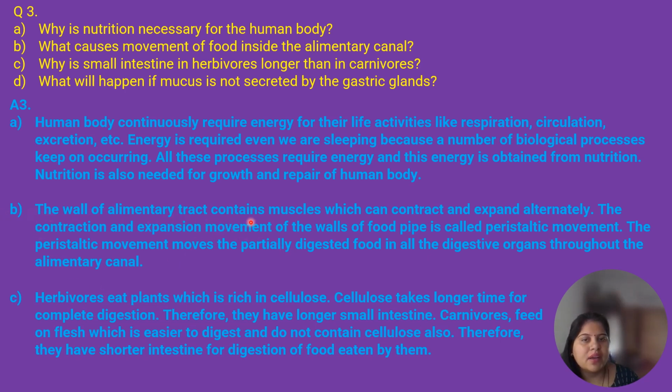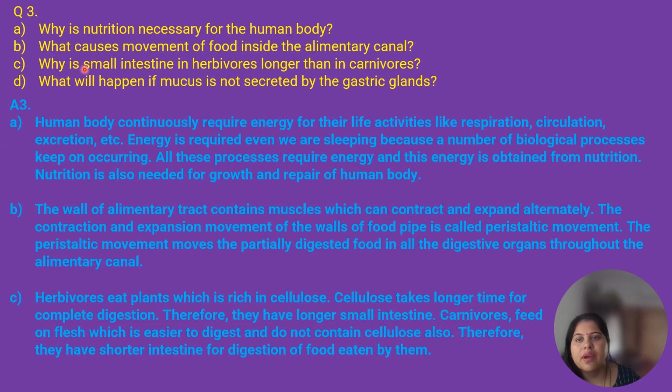The wall of the alimentary canal contains muscles. These muscles can contract and expand alternately, and the contraction and expansion cause the movement of the wall of the food pipe. Food pipe means esophagus, and that is known as peristaltic movement. So peristaltic movement is responsible for the movement of the food inside the alimentary canal. The peristaltic movement moves the partially digested food, because in the esophagus the food is not completely digested. The small intestine is the site of complete digestion. So partially digested food moves in all the digestive organs throughout the alimentary canal.